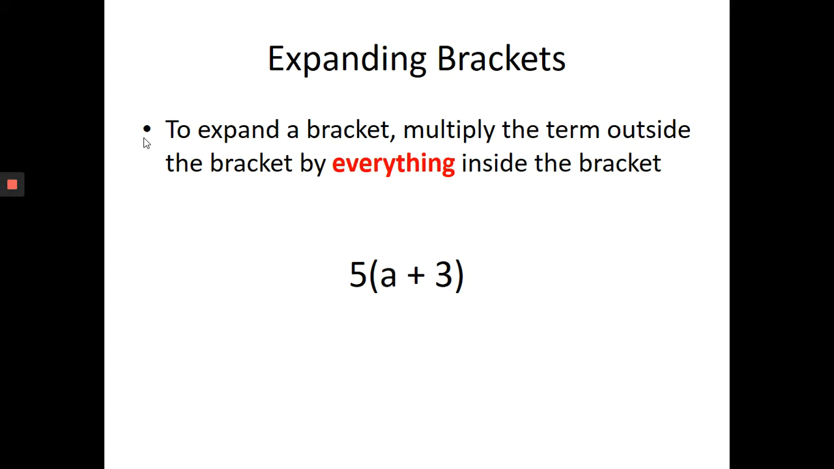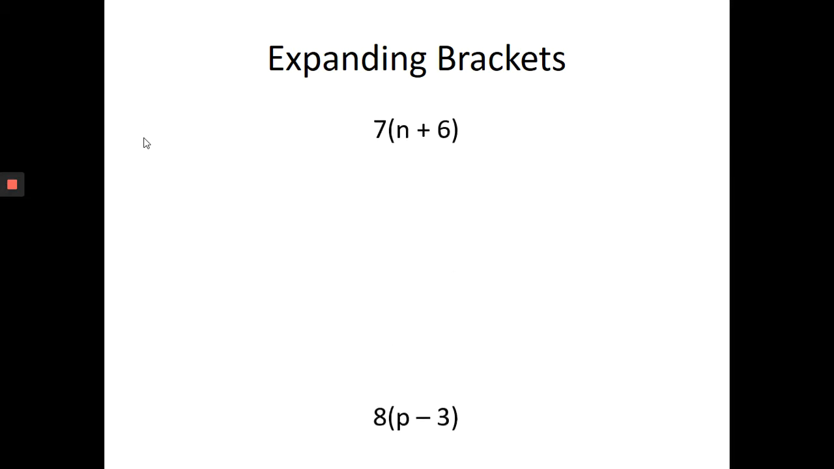There's 2 methods you can use. The first is the arrow method. So 5 times A equals 5A. 5 times 3 equals 15. And it still remains positive, so it's plus 15. Can you please use the arrow method to work out what those 2 are? So pause the screen for a minute and work out what those ones are, please.